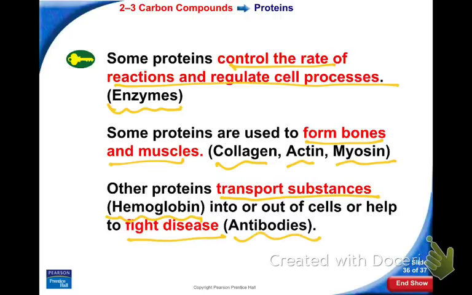So the functions, the jobs that proteins do, are extremely varied and extremely important. This might be a moment where you want to pause the video so that you can catch up and write down all of those things and write down examples. Make your notes organized so that when you go back and review them later, it'll be easier for you.